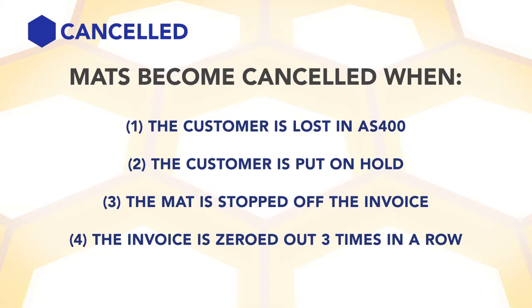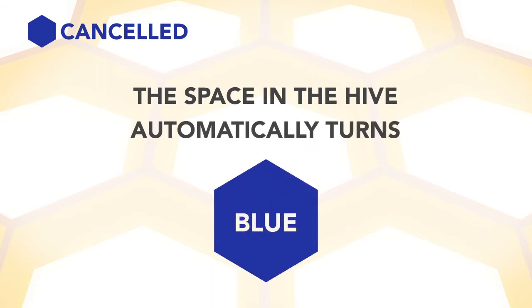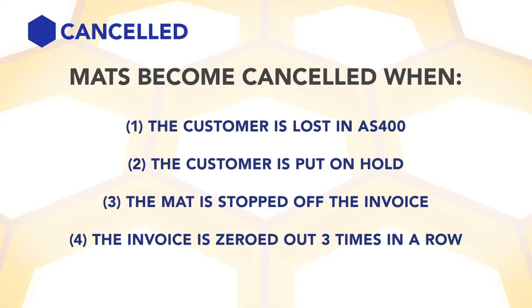When a mat becomes canceled, the space in the hive automatically turns blue. In other words, you can't manually cancel a mat or tube in the hive. One of the 4 mentioned instances would need to occur first. This is a great way for the plant to be notified of changes to our customer service without having to check in with our service team all the time.